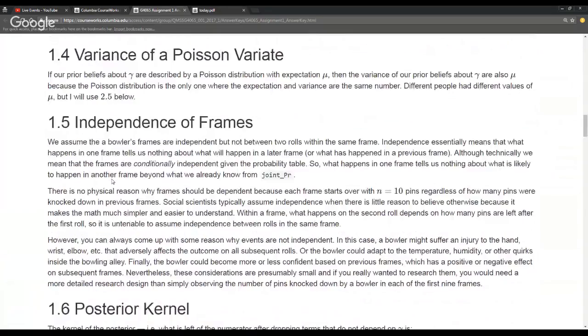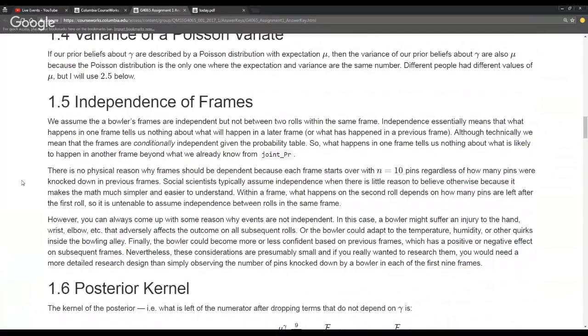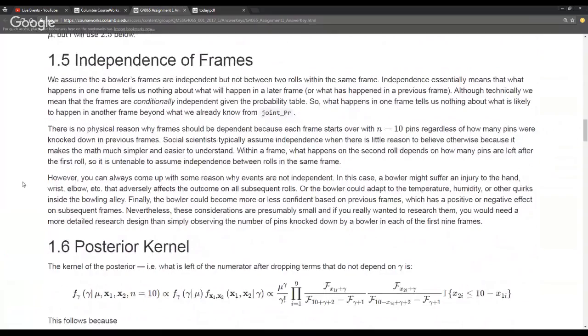The variance of a Poisson is the same as the mean. Different people had different values of the mean that you were supposed to assume. I'll just use 2.5 below. So it started to get more interesting when we talk about independence.